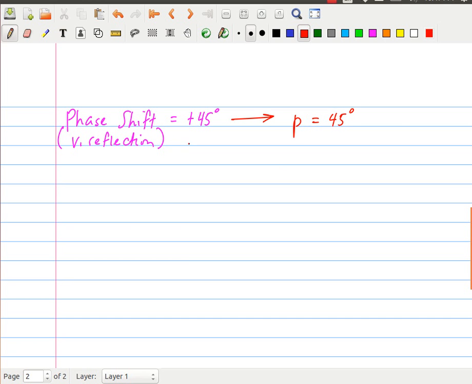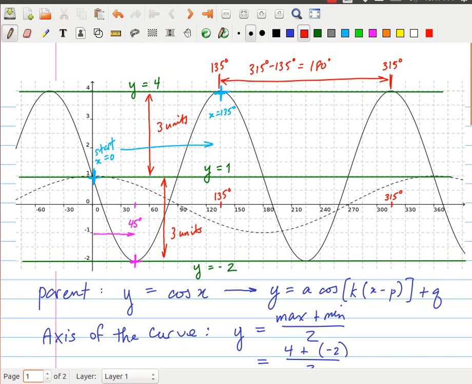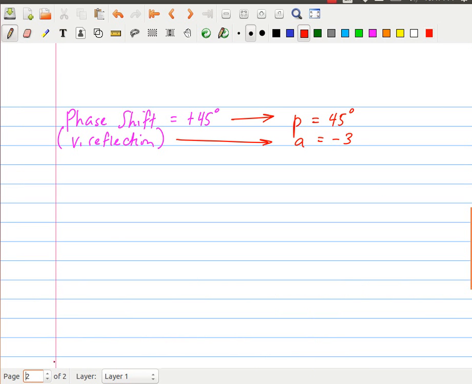So the number has changed. A vertical reflection means that the a value is now negative, because instead of cosine starting at a maximum, which is normal, it's actually starting at a minimum. And so that's why our a value is negative, and so we end up with a different equation. y is equal to negative 3 cosine of 2 bracket x minus, now notice there are two changes here. The negative 3 has changed and the 45 has changed. The q value and the k value are the exact same as they were before. Those have not changed.